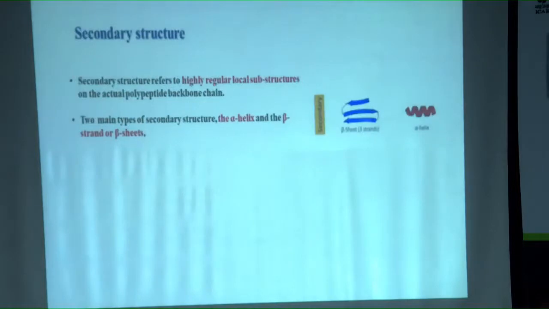And this is the secondary structure of protein. Basically there are two types of secondary structure in protein. One is the alpha helix and another is the beta sheet.